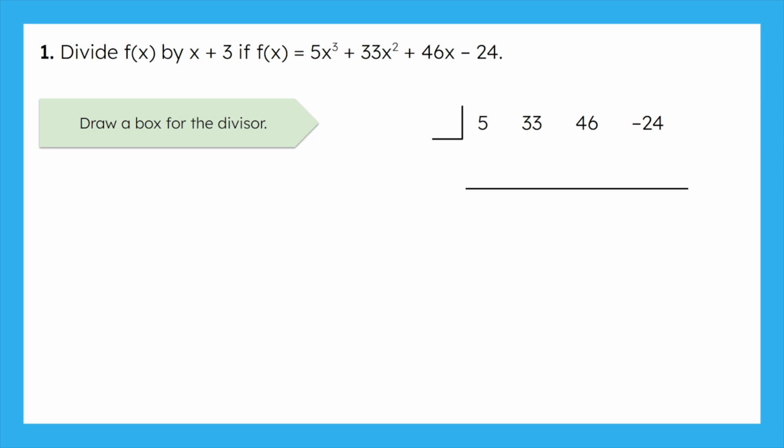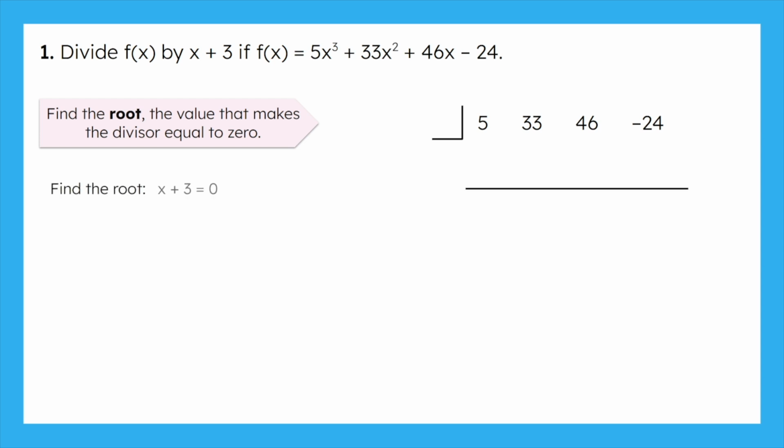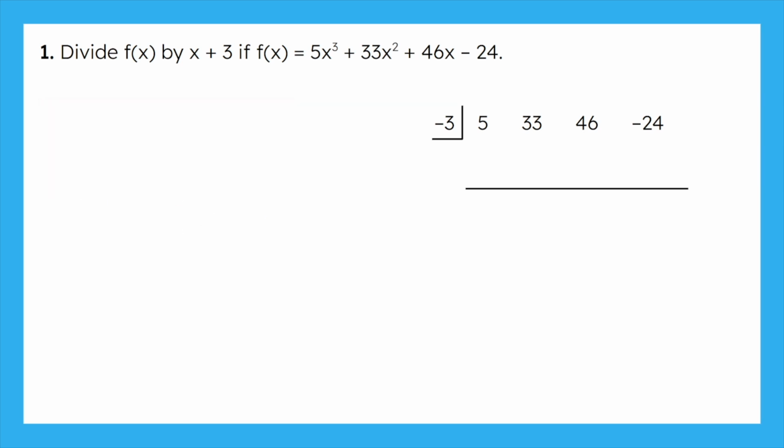Speaking of the divisor, we're not using x plus 3. Instead, we need to find the root or the value that makes the divisor equal to 0. To find the root, set x plus 3 equal to 0, and we get x equals negative 3. And that is the value that goes in this box. So, this is now all set up, and we're ready to start dividing.